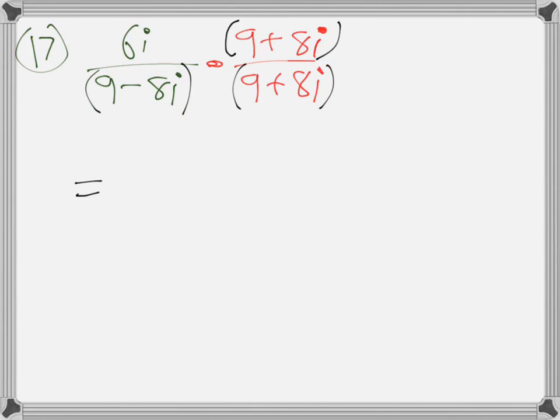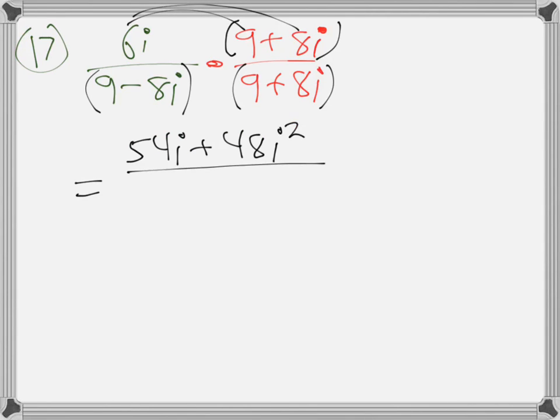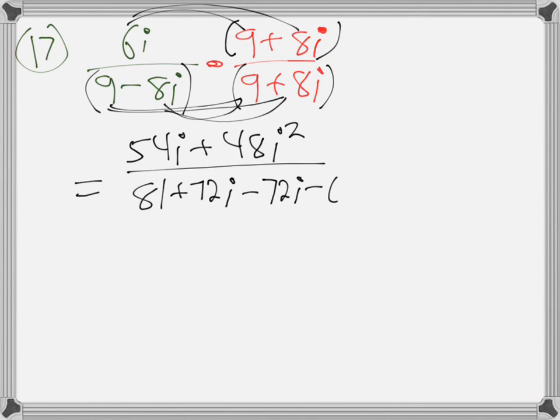So 9 plus 8i over 9 plus 8i. Carry out the FOIL top and bottom there. So I get 54i plus 48i squared. And then on the bottom, 81 plus 72i minus 72i minus 64i squared.